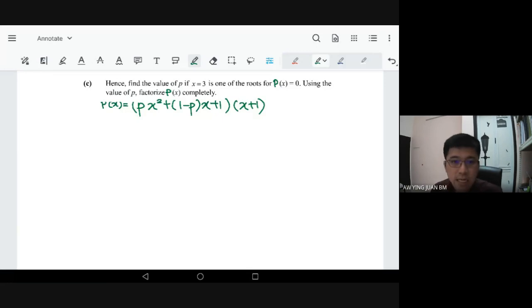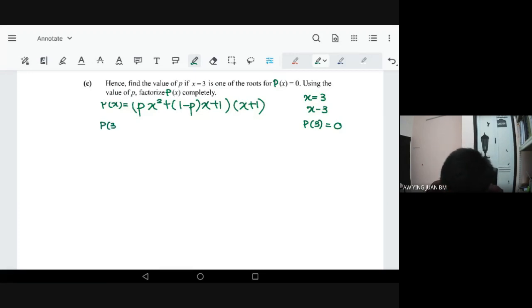So in here they said x equals to 3 is one of the root. When we mention one of the root, it means that it is a factor. So x minus 3 is the factor. Make it simple, meaning that when p(3), we will have 0 for the remainder. So what we have to do is to substitute the situation.